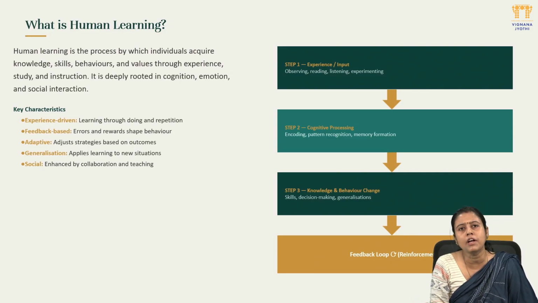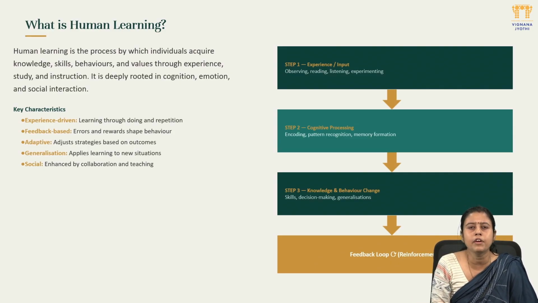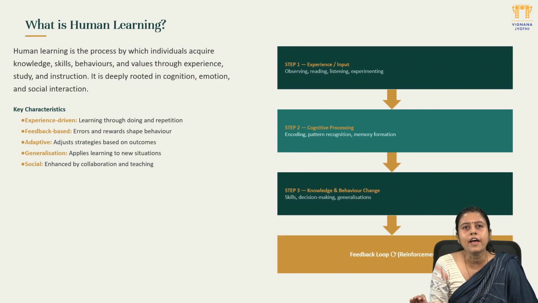So when it comes to artificial intelligence, the background thing comes. What is basically human learning? Human learning is the process by which every individual human being acquires their knowledge, skills, behavior, and values through experience, study, and instruction. It is deeply rooted in cognitive skill, emotion, and social reaction. The key characteristics are experience driven, feedback based, adaptive learning, generalization, and socialization. So how does it work?